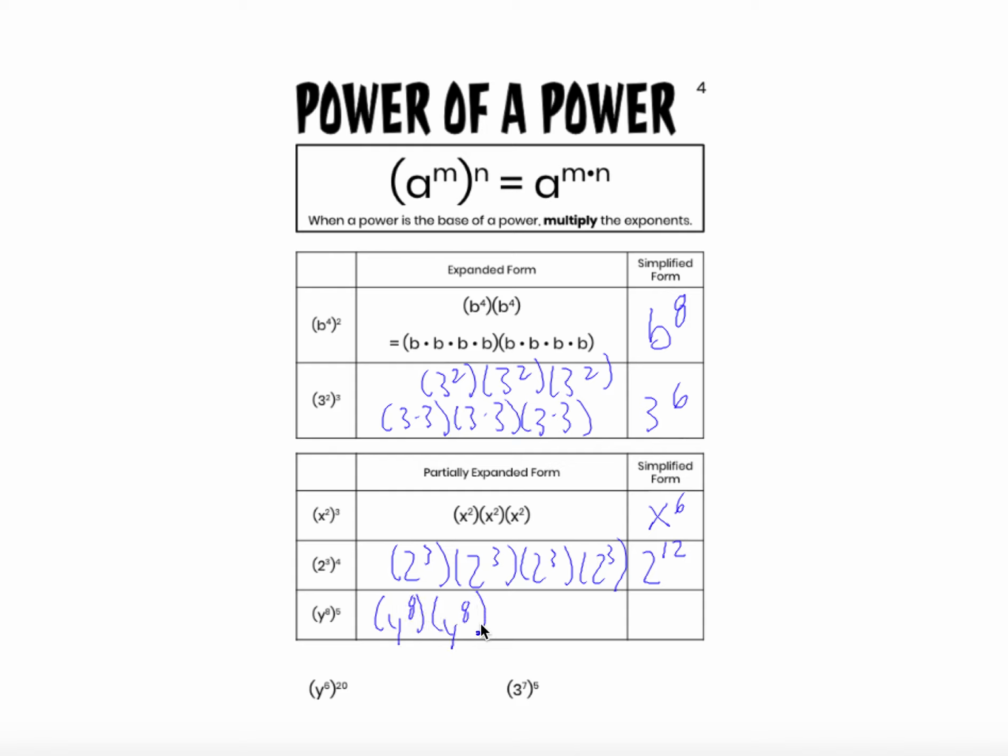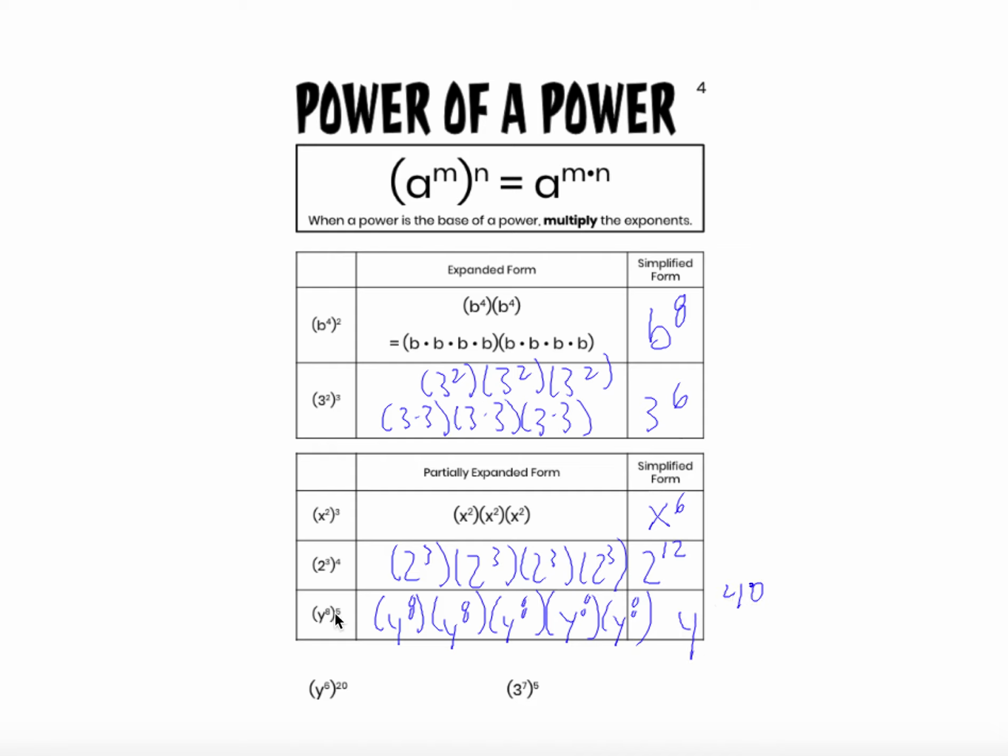y to the 8th to the 5th is y to the 8th times y to the 8th times y to the 8th times y to the 8th times y to the 8th. And that gives me 5 copies of 8 y's, y times y times y and so on, which is y to the 40th.